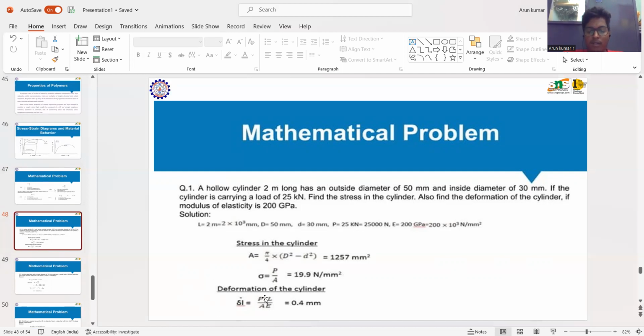So for the deformation of the cylinder, we use both the strain formula and Young's modulus. Combining strain, stress and Young's modulus, we get this formula. The change in length, that is the deformation of the cylinder, is equal to load into length by area into E. Substituting all the values, we get the deformation of the cylinder, that value is 0.4 millimeter. Thank you.